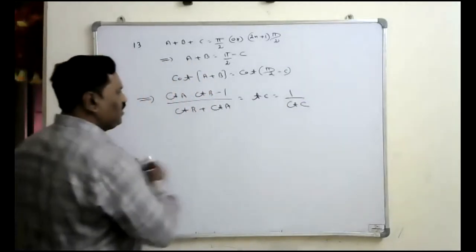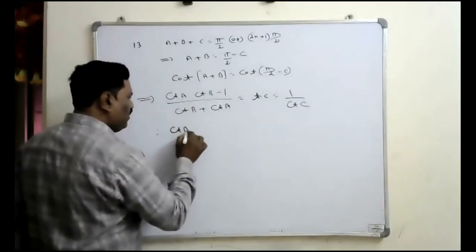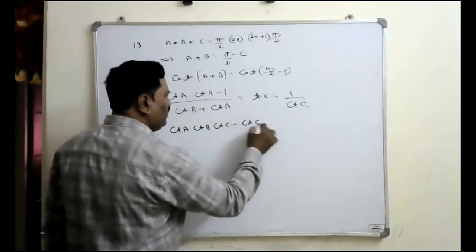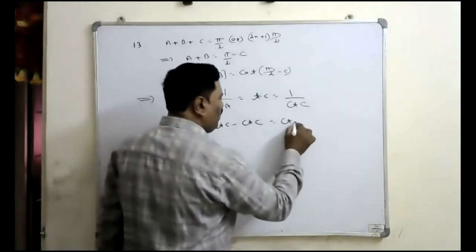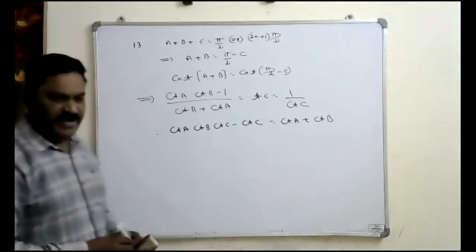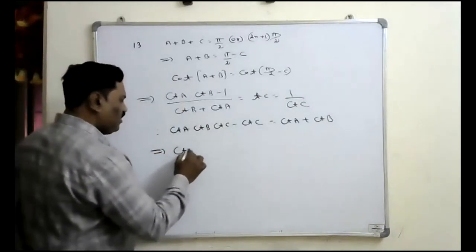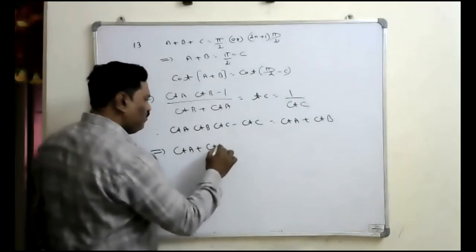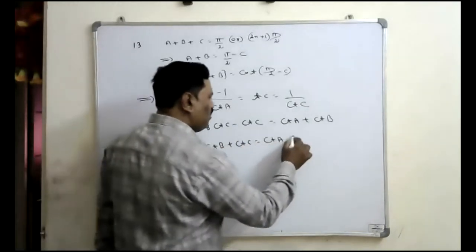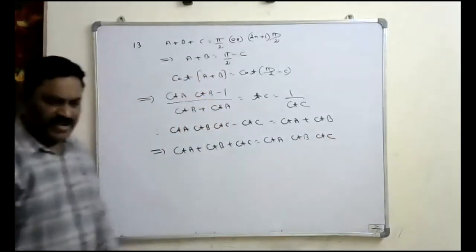Now do the cross multiplication. That cot c comes to here. So we are getting cot a cot b cot c minus cot c is equal to cot a plus cot b. This is what we are getting. Now send this minus cot c to the other side. So we are getting cot a plus cot b plus cot c is equal to cot a cot b cot c. So this is the result we are getting.